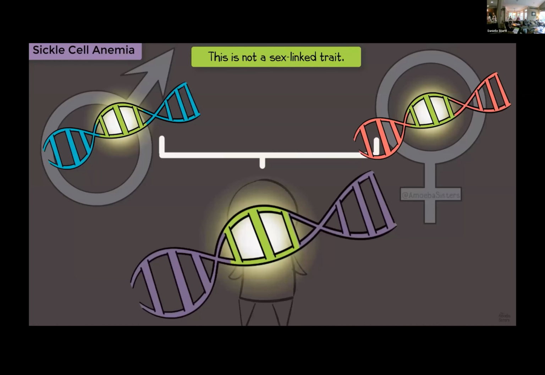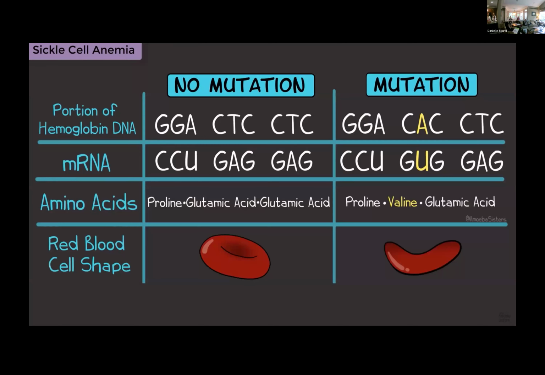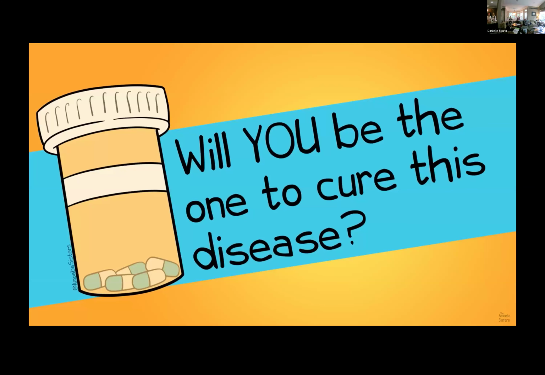This disorder can make it difficult for your red blood cells to carry oxygen because the shape of the red blood cell is affected from this mutated hemoglobin protein. This can lead to anemia and other problems. Unfortunately, there is not a cure for this disorder yet. The good news is that treatment for this disorder has greatly improved.